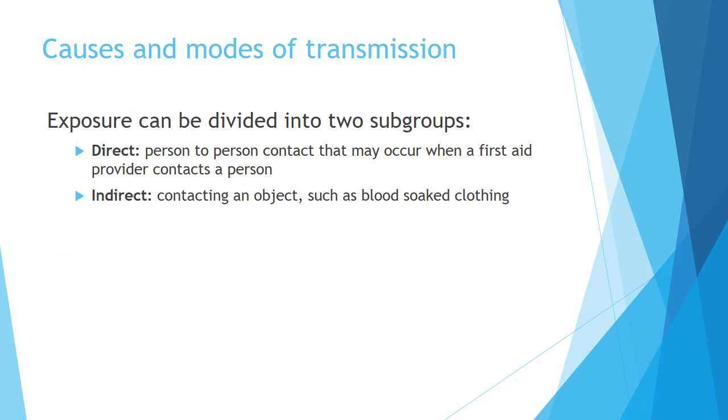Causes and modes of transmission. Exposure can be divided into two subgroups: direct, which is person-to-person contact that may occur when a first aid provider contacts a person, and indirect, which is contacting an object such as blood-soaked clothing.